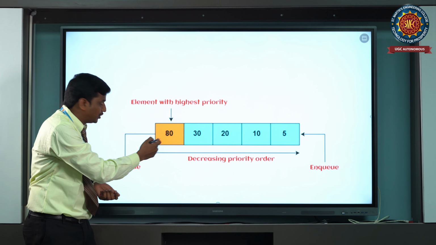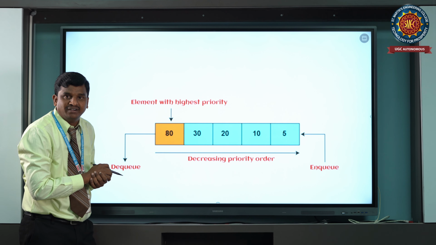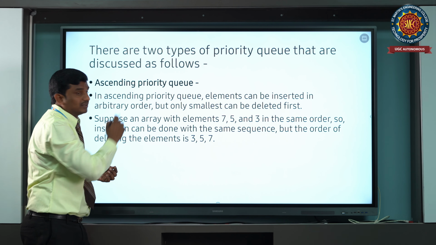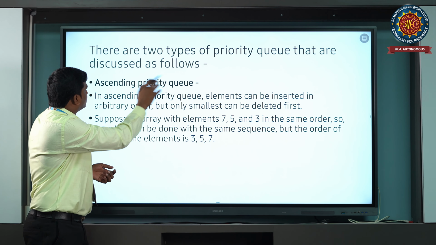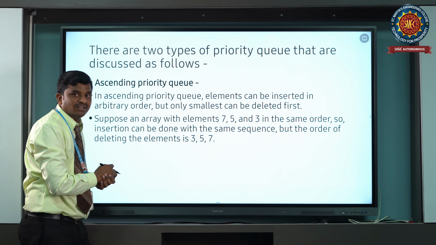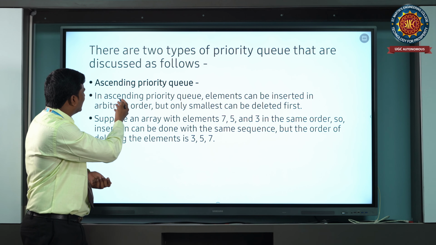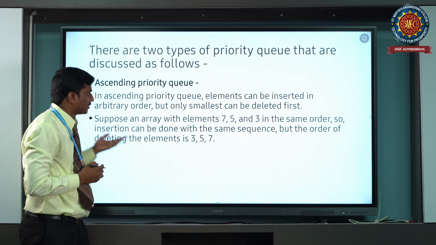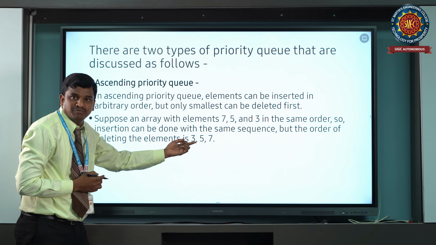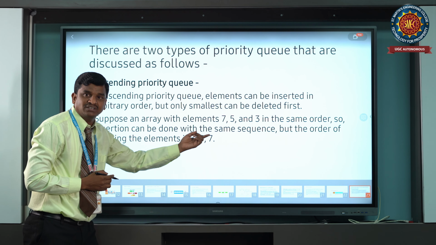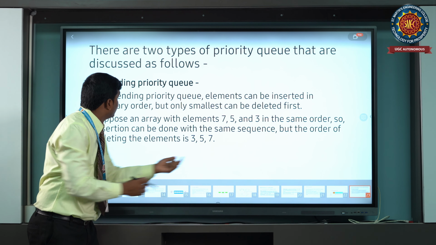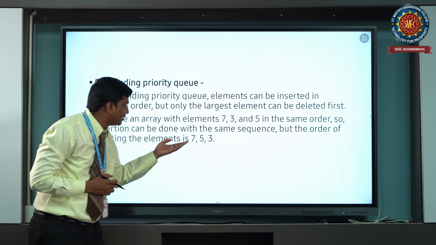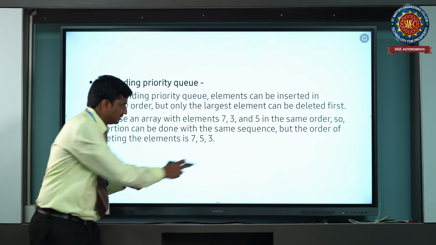Here also there will be an enqueue, and here also deleting the elements from the queue. Next, there are two types of priority queues discussed as follows. First is ascending order, second is descending order. In the ascending order, I have taken the elements 7, 5, and 3 in the same order. Then in the ascending order, the elements will be placed as 3, 5, 7. Next, in the descending order, with the same elements 7, 3, 5, we get 7, 5, and 3.